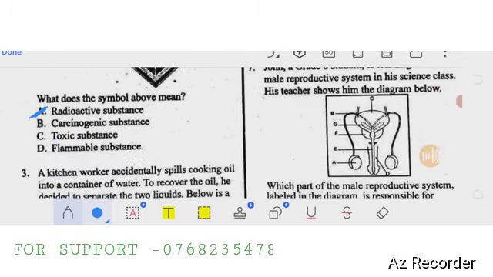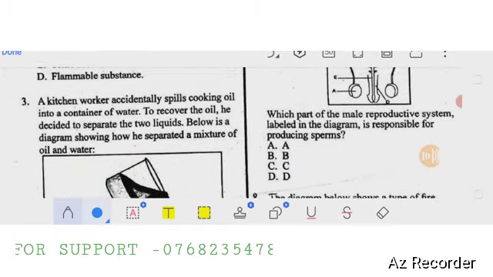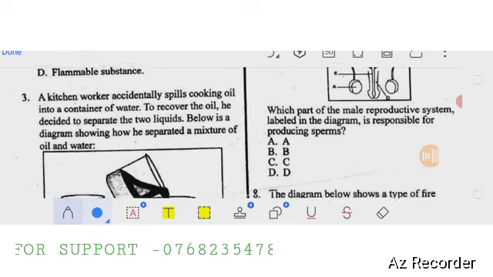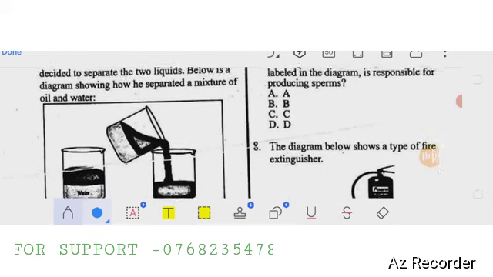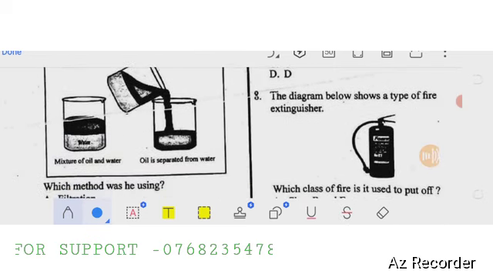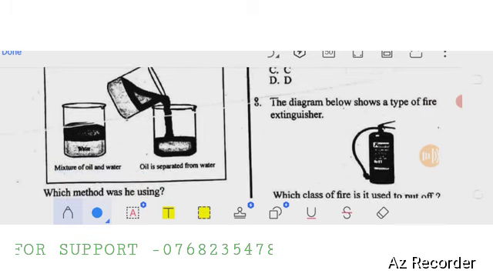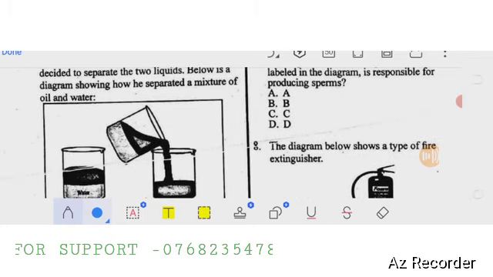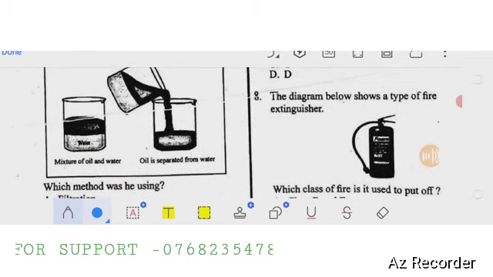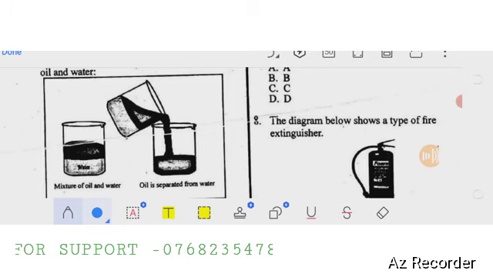The next question. A kitchen worker accidentally spills cooking oil into a container of water. To remove the oil, he decides to separate the two liquids. Below is a diagram showing how he separated the mixture. So we have a mixture of oil and water, and oil is being separated from water and being poured into another beaker, and this method is called decantation.